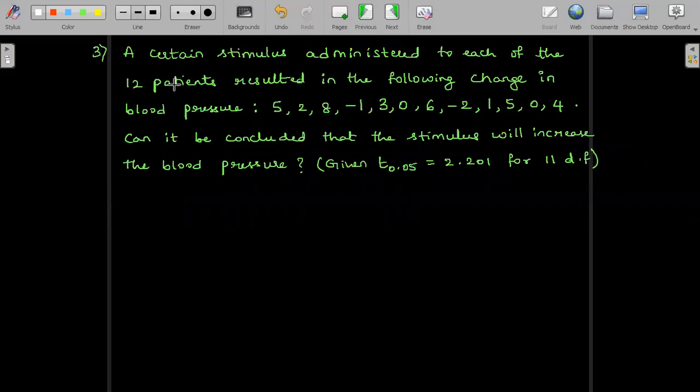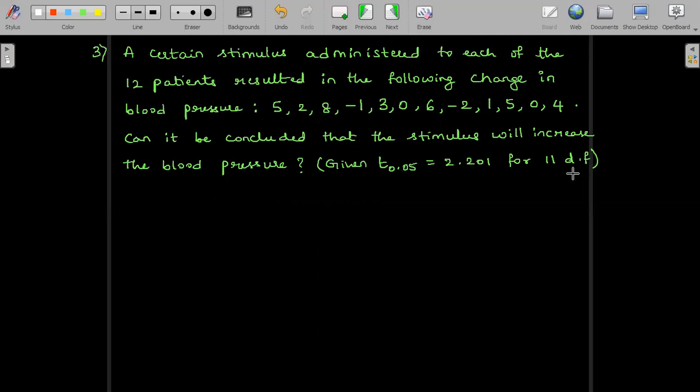We'll discuss the third problem now. A certain stimulus administered to each of the 12 patients resulted in the following change in blood pressure: 5, 2, 8, minus 1, 3, 0, 6, minus 2, 1, 5, 0, 4. Can it be concluded that the stimulus will increase the blood pressure? And given T value at 5% level of significance is 2.201 for 11 degrees of freedom.